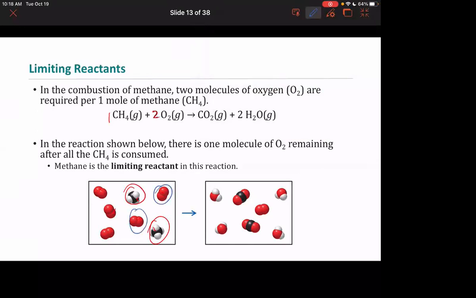1, 2 for that one. And then 1, 2 for this one. We still have 1 left over. So the methane is limited. And that's easy to see. It's just pictorial and the numbers are easy.